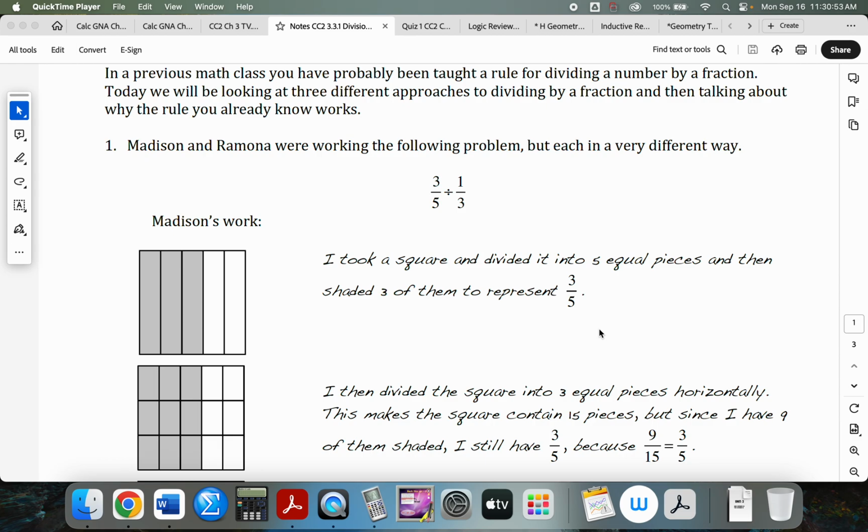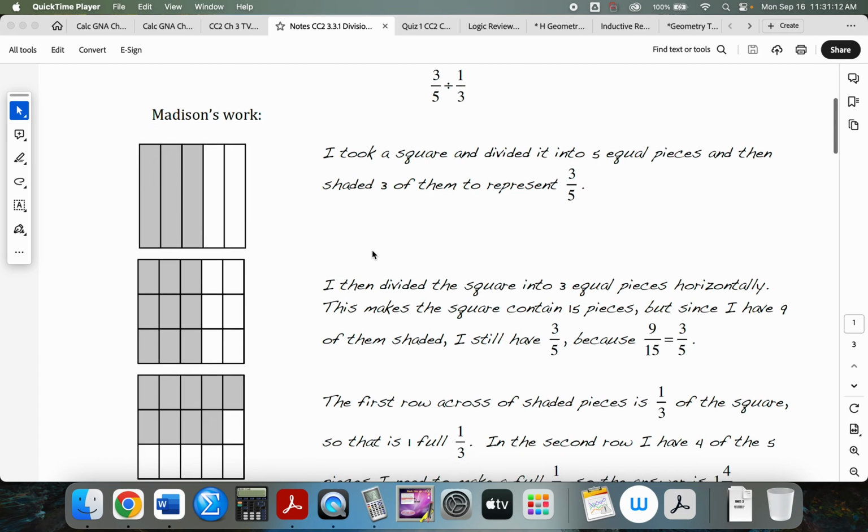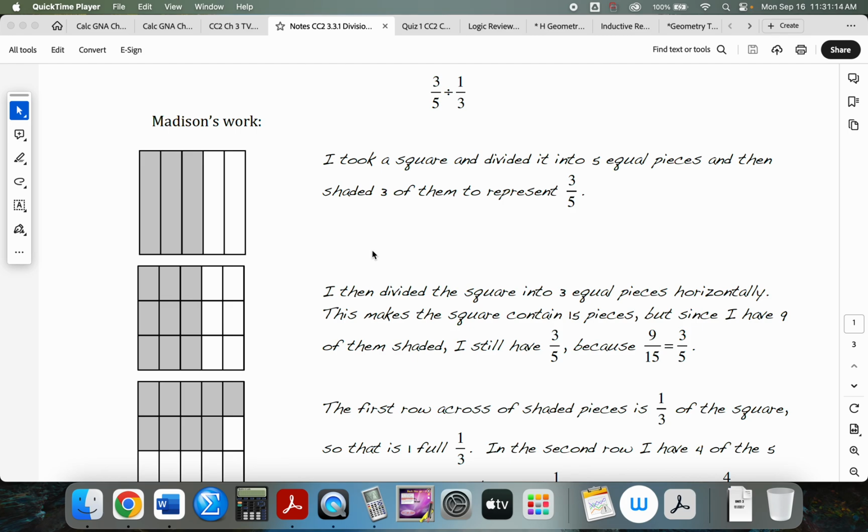Madison and Ramona were working the following problem, but each in a very different way. So Madison took this 3/5 divided by 1/3. She divided the square up into 5 equal pieces, shaded in 3 of them. So the part that's shaded is 3/5. Then she divided the square into 3 pieces horizontally. Why 3 pieces?